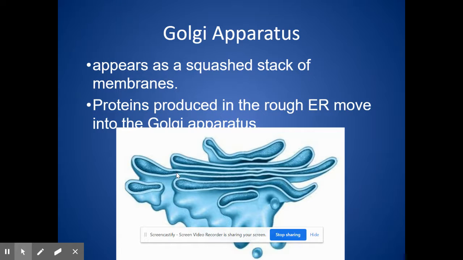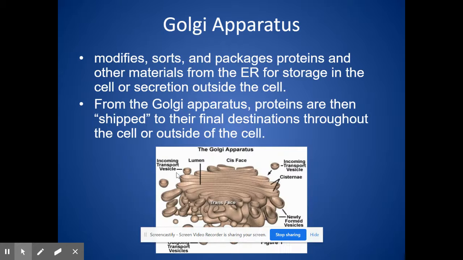And the Golgi. The Golgi appears as a squashed stack of membranes, and proteins produced from the rough ER then go to the Golgi. So proteins start being made for secretion or for exiting the cell in the rough ER, and then they go to the Golgi. And the Golgi modifies, sorts, and packages proteins and other materials from the ER for storage in the cell or for secretion outside the cell. So you can think of the Golgi as like the FedEx or the UPS of the cell. It kind of sorts and ships out proteins.